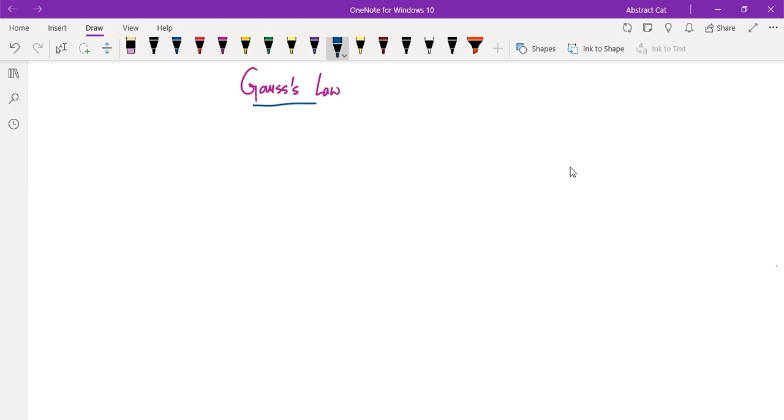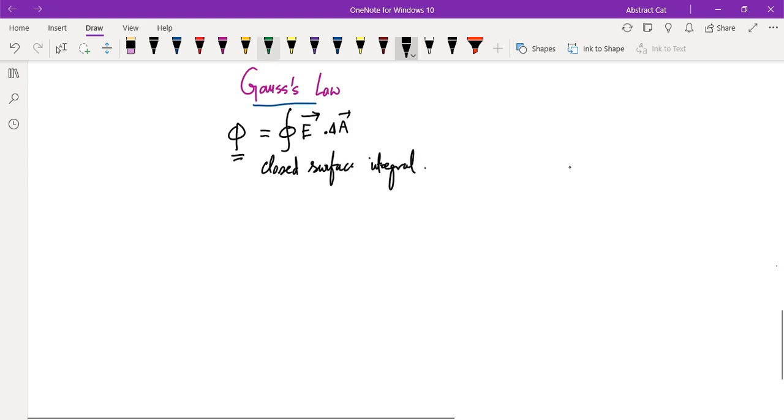Before discussing Gauss's law, we need to know what flux phi is. The flux equals the number of electric field lines crossing a unit surface area. So E dot dA, if we call a unit area delta A, otherwise you can write only A. It is a closed surface integral, and phi is a scalar quantity.